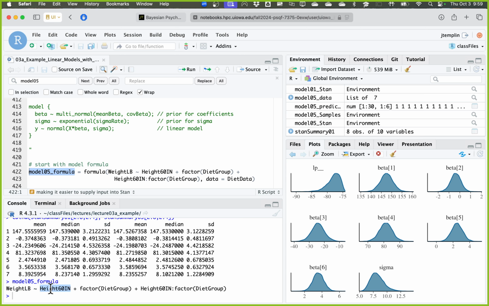We call that a main effect of height, right? What does the height coefficient represent? Anybody want to take a stab at interpreting?